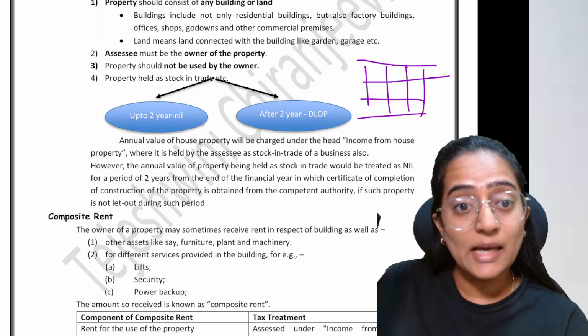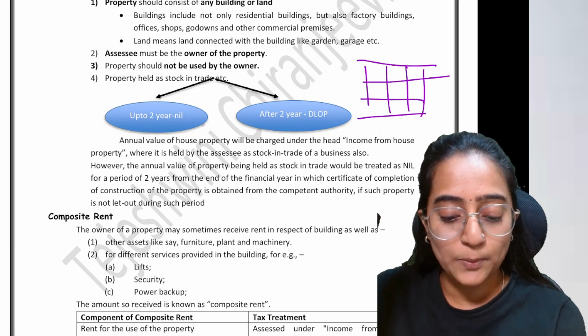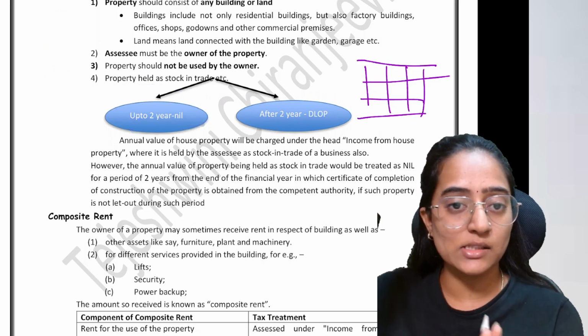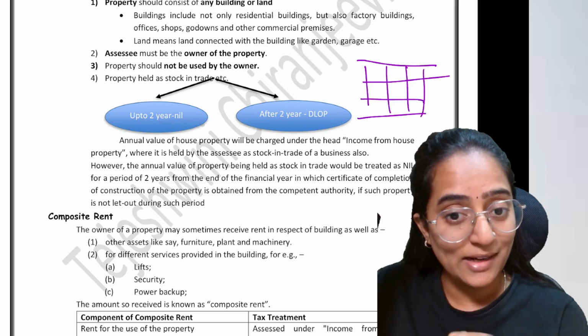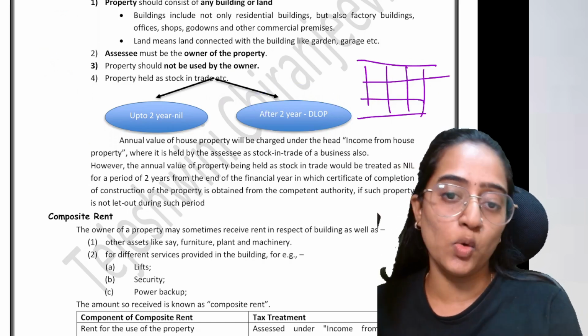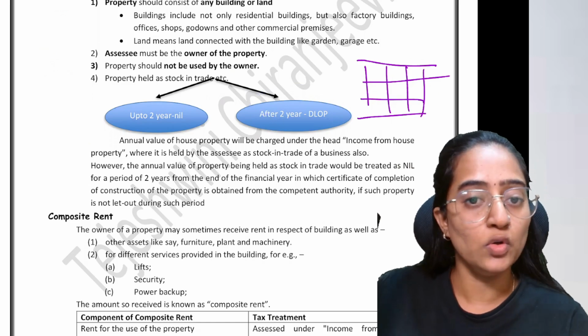If you treat it as inventory and it is vacant for a period up to 2 years, then you have no problem. You can just keep it vacant as it is. If your stock in trade is vacant for a period of more than 2 years, then you have to treat it as DLOP, deemed to be let out property. The concept of DLOP we are also going to look at.